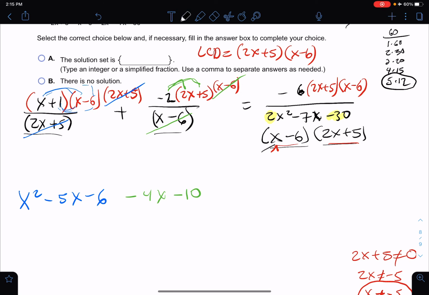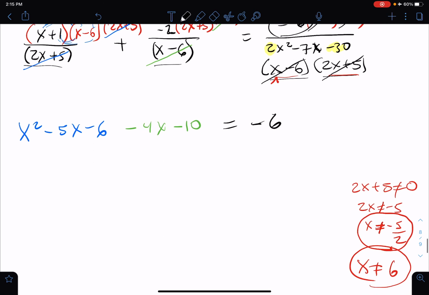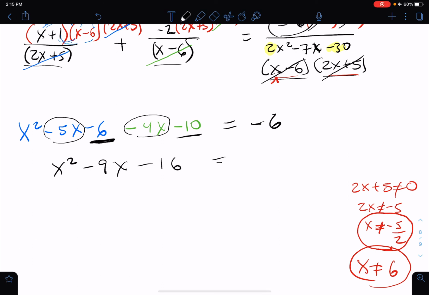Anyways, let's go ahead. x minus 6 reduces with 2x plus 5, 2x plus 5. Wow, it almost all reduced. We're left with a negative 6. So now we are going to combine like terms on this left side. I've got this x squared. Negative 5x and a negative 4x is going to make negative 9x. And of course, a negative 6 and a negative 10 is negative 16.